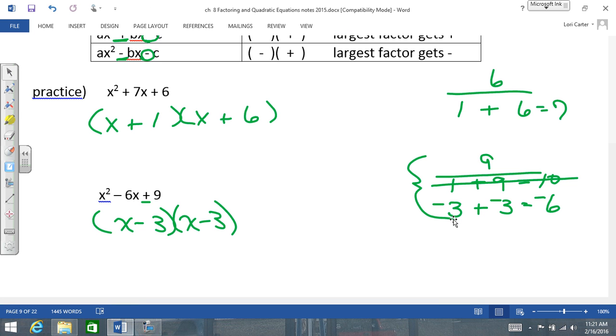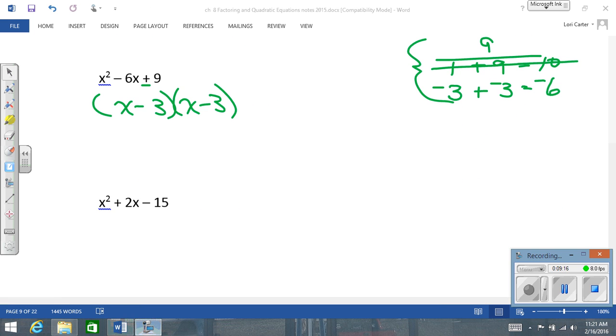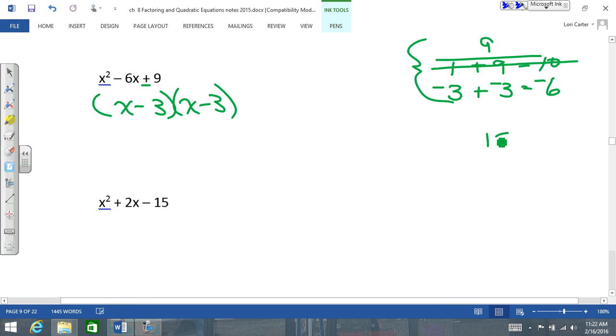Okay, try the next one, or the next 2. I got that right. Okay, 15 is what you are factoring. Whatever you put down here better multiply to equal 15. So what's the first set of factors? 1 and 15.